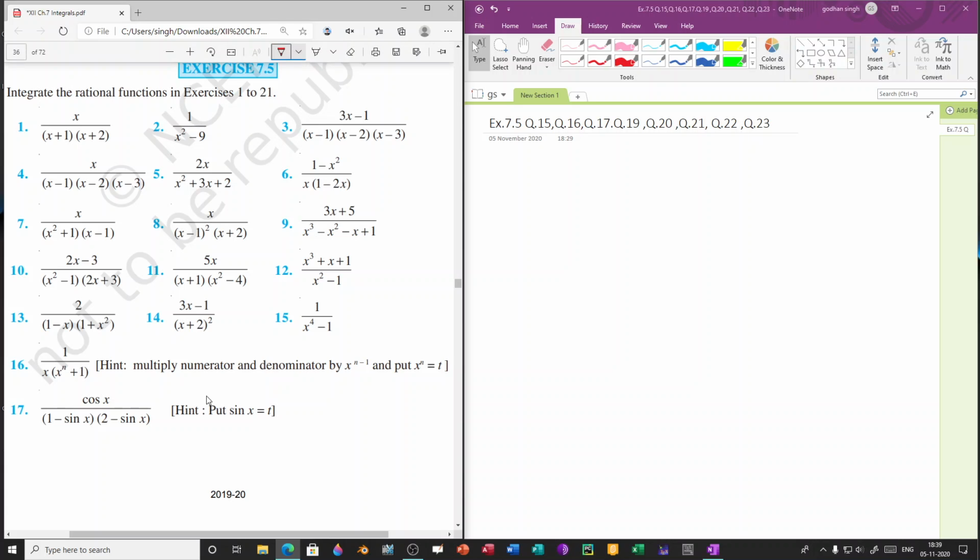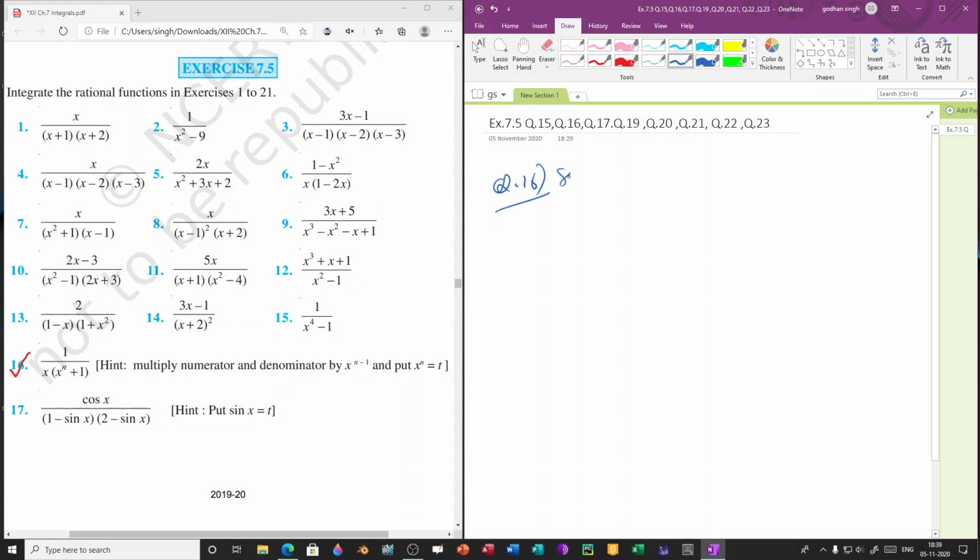Exercise 7.5, question number 16. Let us see how we can solve it. We have 1 by x into x raised to n plus 1, and we have to integrate this dx. We will multiply both the numerator and denominator with x raised to n minus 1.